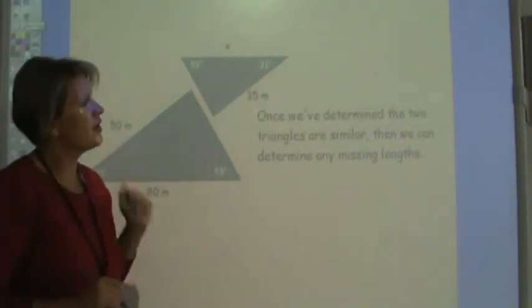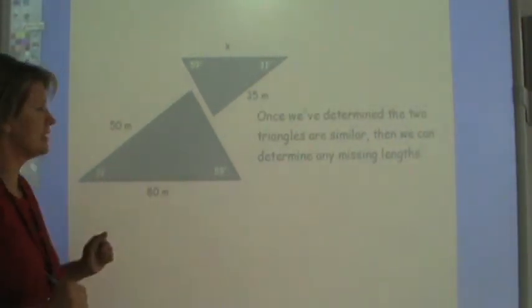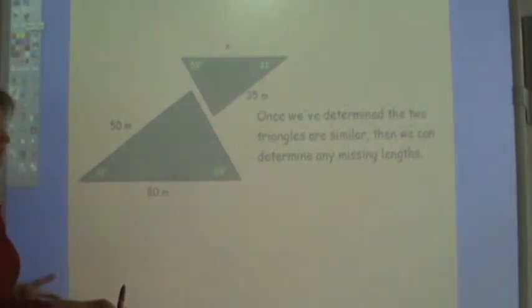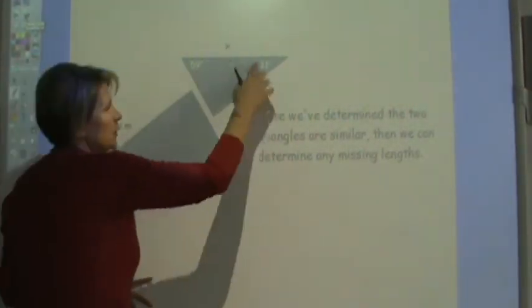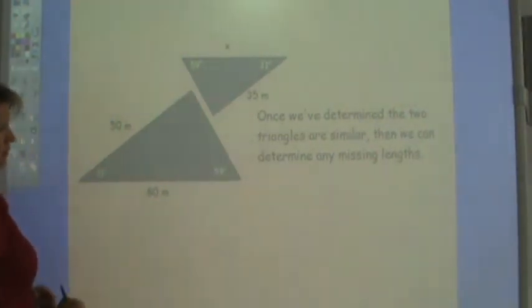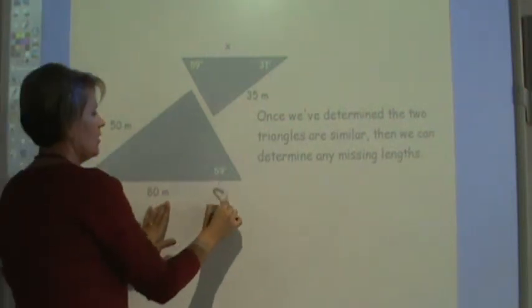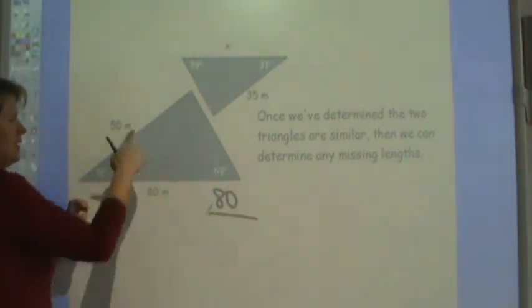Once we've determined the 2 triangles are similar, then we can determine any missing lengths. So now we know these 2 are similar. We already proved that. Now we're going to use the 3 sides we know to figure out the one we don't know. And again, we could write this 8 different ways. I'm going to go 80 is to 50.